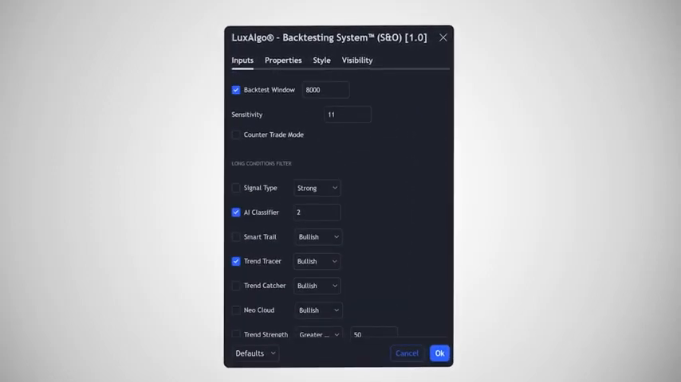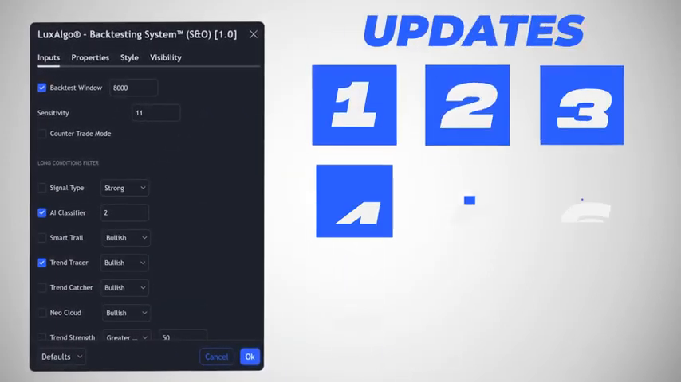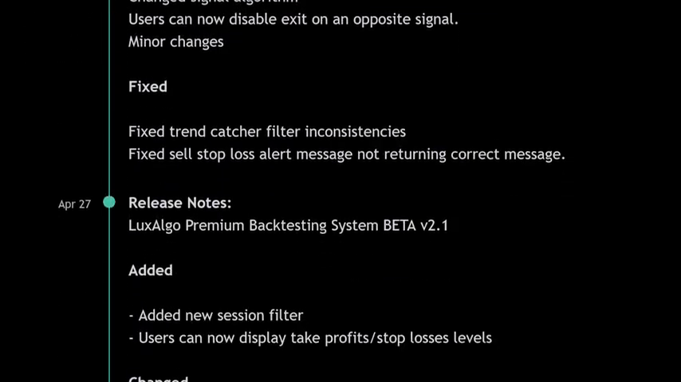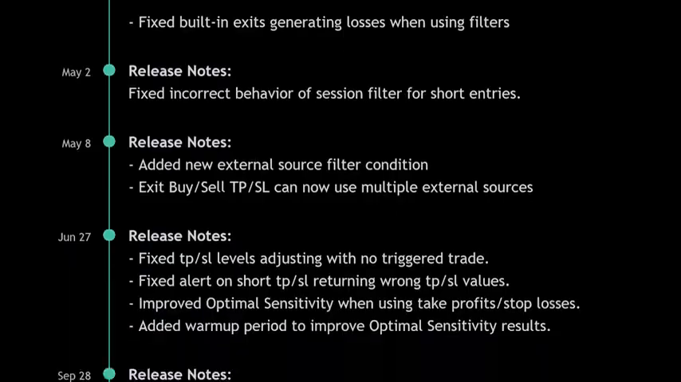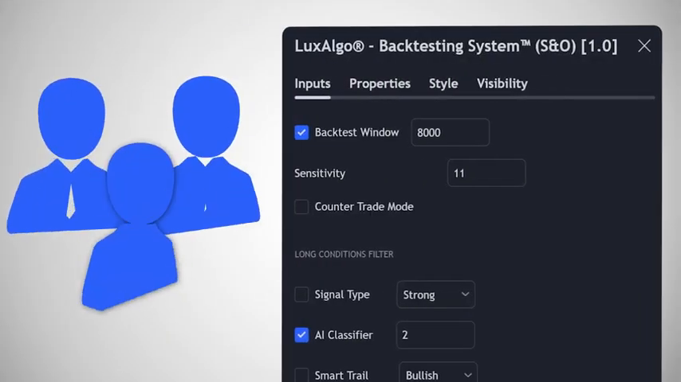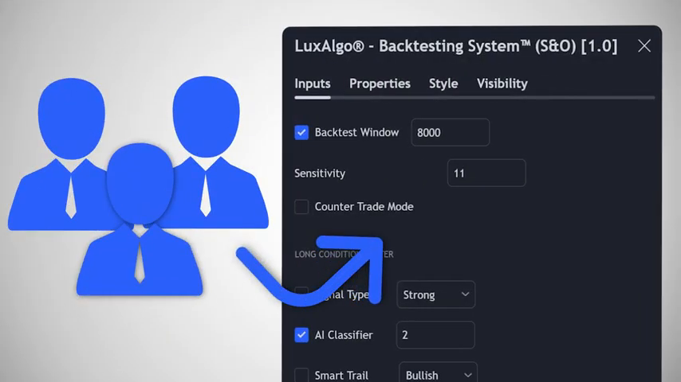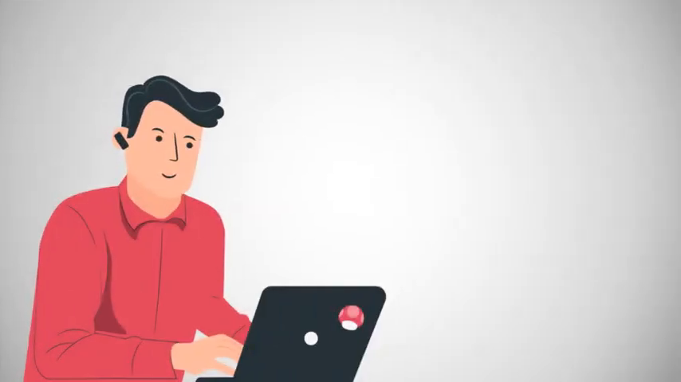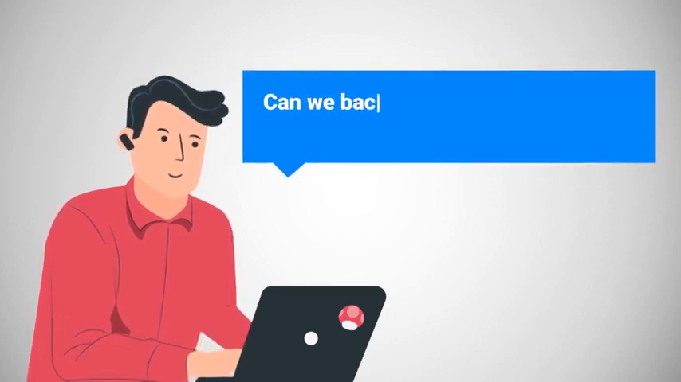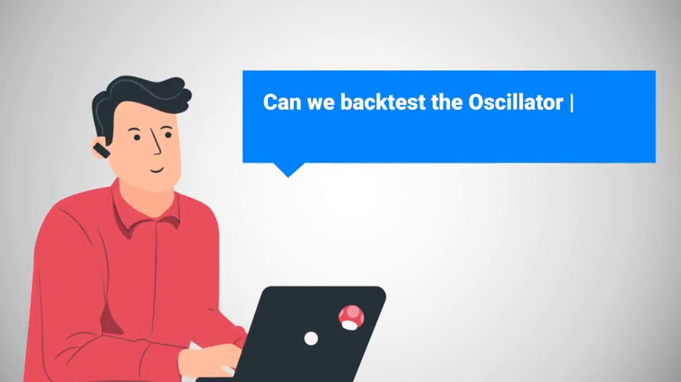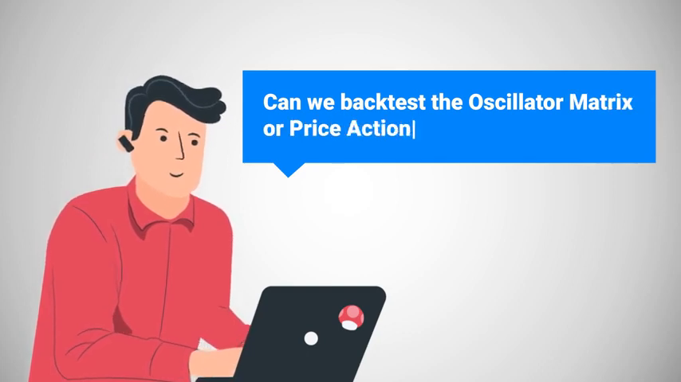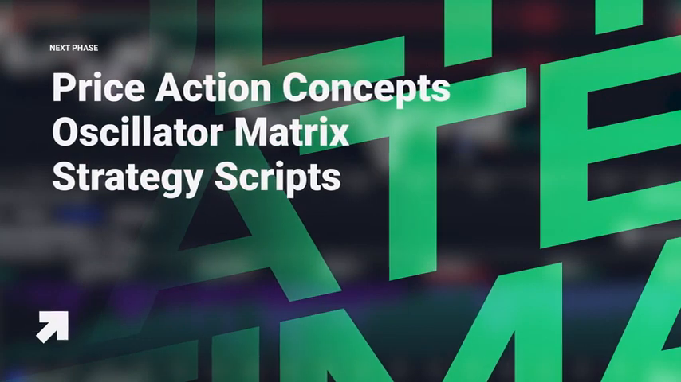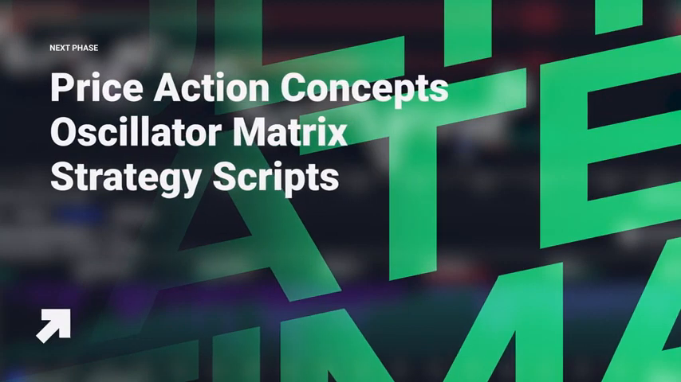Now, this product is super complete since over the past year we pushed a total of 9 different updates to this strategy script, which was the only one available during the beta phase of the backtesting system release. And we took this feedback directly from users who requested specific functionalities to make this script the best it could possibly be. One of the biggest requests we got though was to bring strategy scripts to backtest our other 2 toolkits, the oscillator matrix, and of course the price action concepts toolkit. So let's get right into how these 2 toolkits work within the backtesting system.